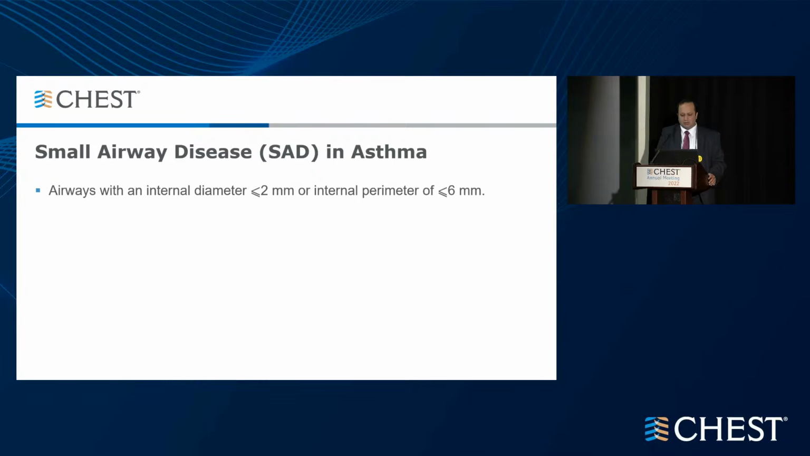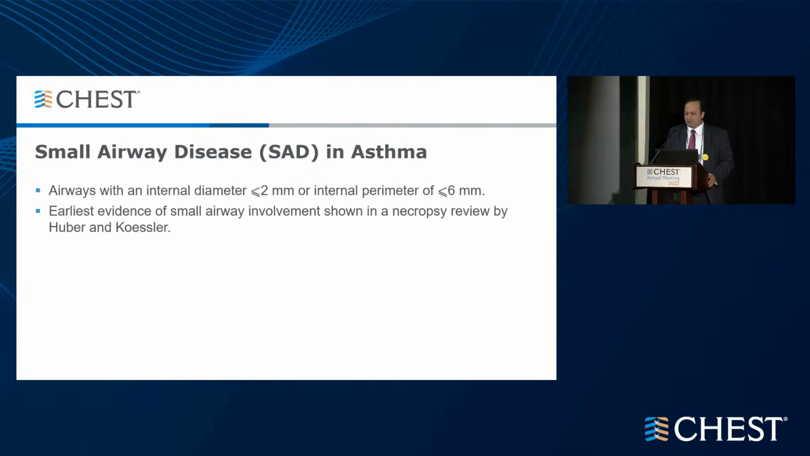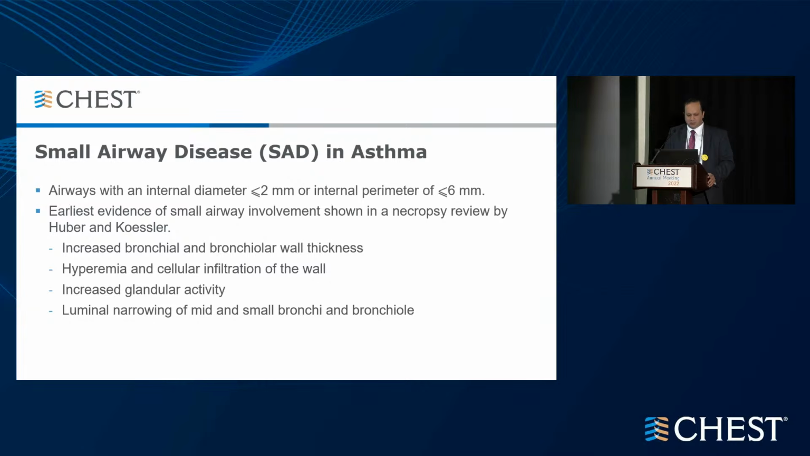So what do we know about the small airway in asthma? The earliest evidence for small airway involvement was first reported in a necropsy review by Huber and Kessler, back in 1922. What they found when they looked at the lungs of these patients was increased bronchial and bronchiolar wall thickening. They had hyperemia and cellular infiltration of the wall, increased granular activity, and luminal narrowing of mid and small bronchi and bronchioles. So it was recognized pretty early in our knowledge of asthma, almost 100 years ago.